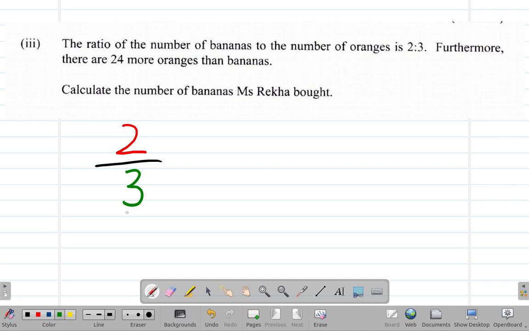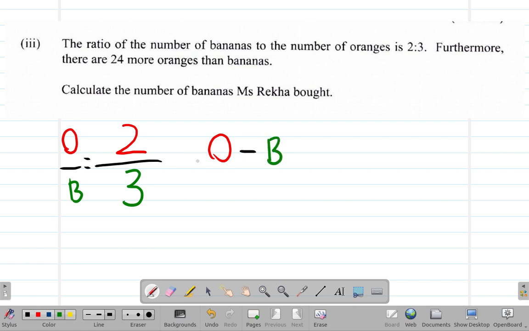Now you have 24 more oranges than bananas, right? So you say here, orange over banana is equal to 2 over 3. But here now, when it says you have 24 more oranges than bananas, you have more oranges. So orange minus banana.